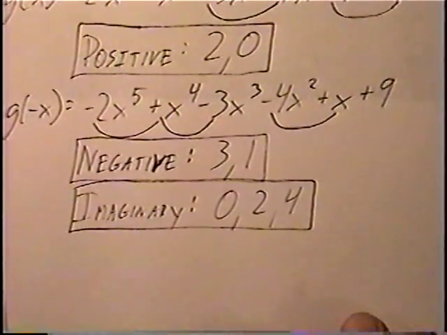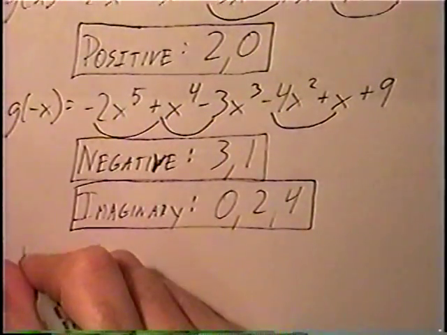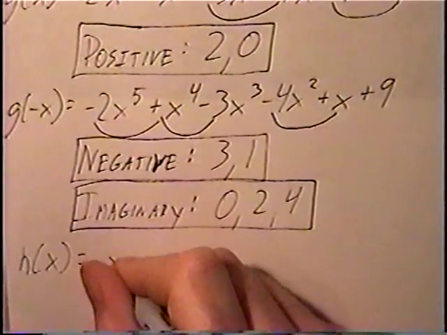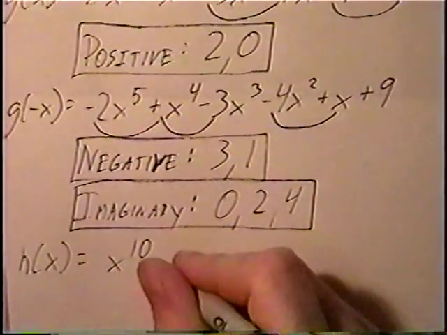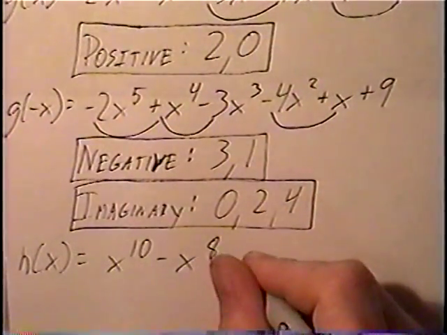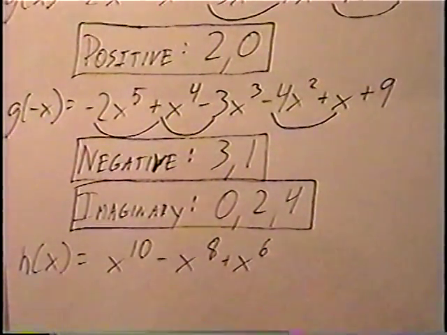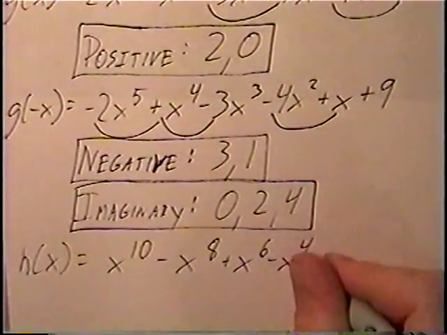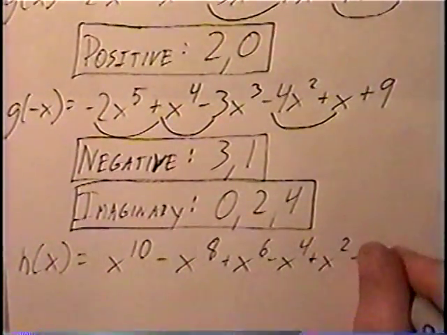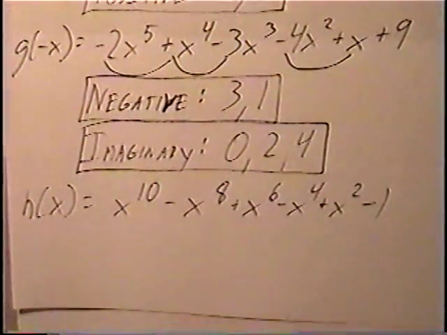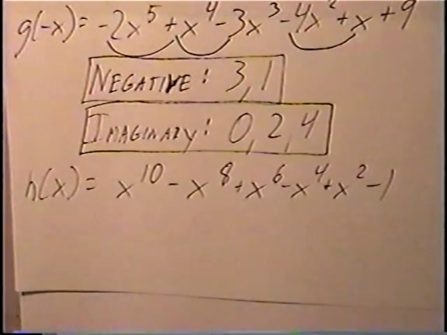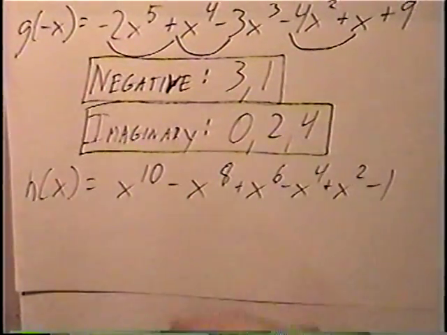And last function for this section, h of x equals x to the 10th power minus x to the 8th power plus x to the 6th power minus x to the 4th power plus x squared minus 1. Again, counting up the positive, negative, and imaginary solutions or zeros.